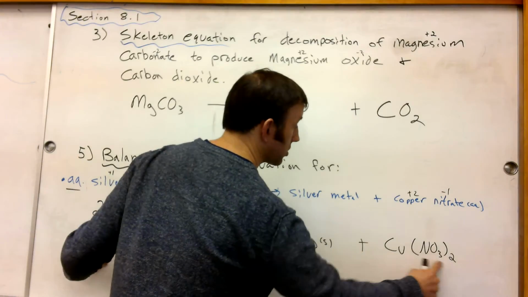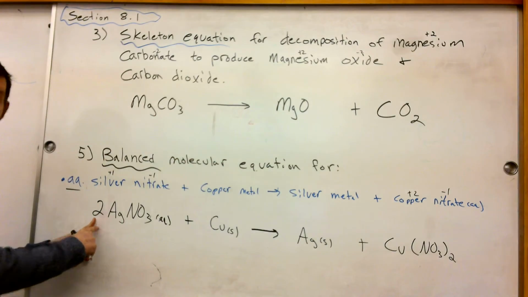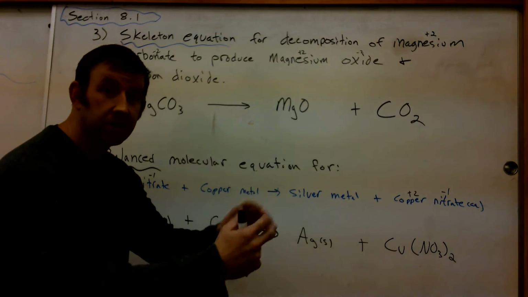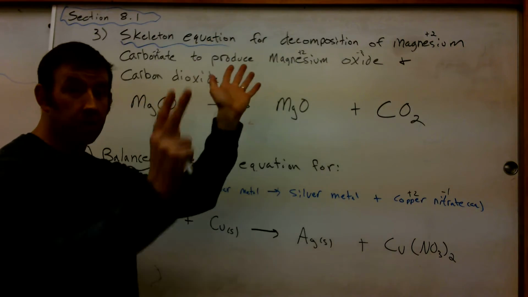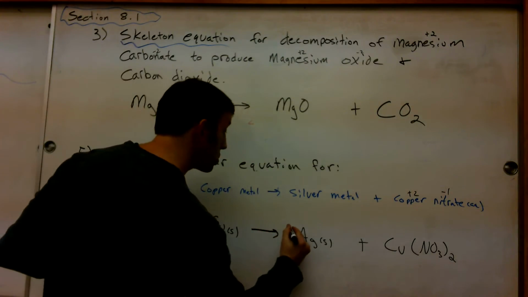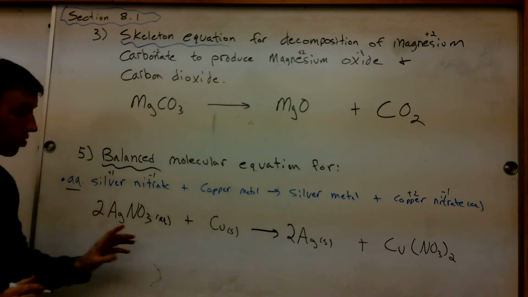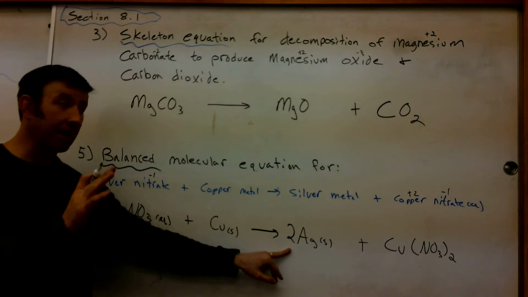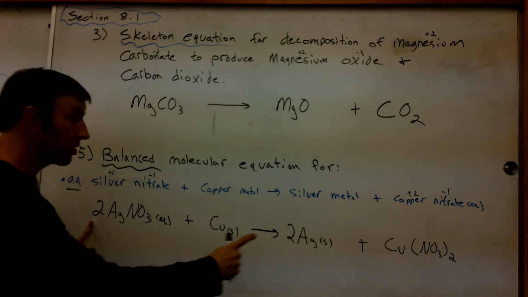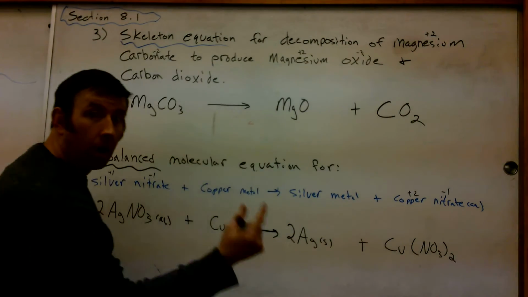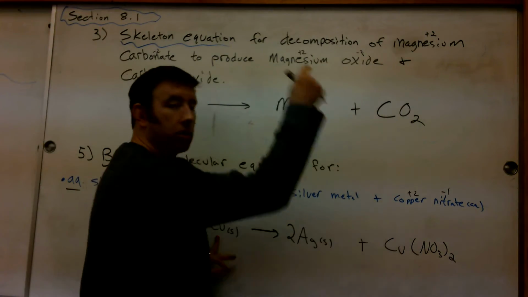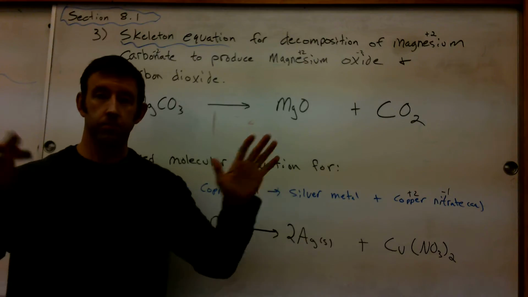So I took care of my 2 nitrates, but then by putting the 2 here, that gives me 2 silvers and just 1 there. Just like I can't create nitrates, I can't just get rid of silver. That doesn't happen either. All right, so I have to have 2 silvers here and 2 there. Right? So I'm going to add a coefficient there to try to make everything even. Now, 2 silvers, 2 silvers, 2 nitrates, 2 nitrates. Can we do this? We got 1 copper, 1 copper, good.